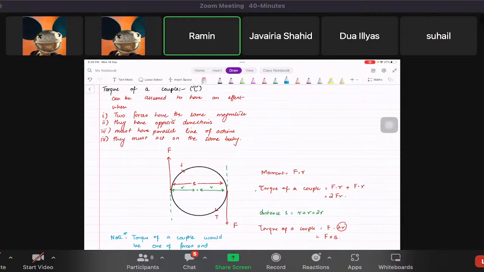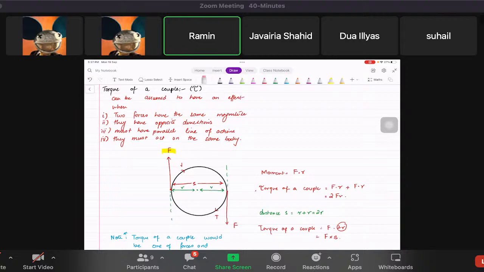Sir, so torque would be force multiplied by S. Yeah, the distance between. But then why did you write 2FR? Because if you look at it, you know what the torque of a couple is. Just look at this force first. Okay?